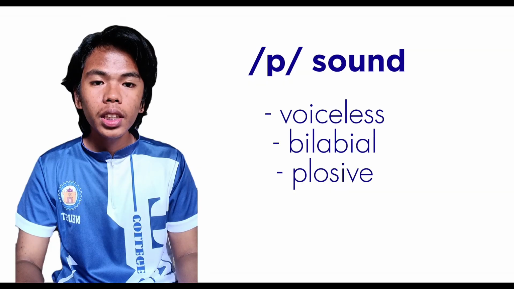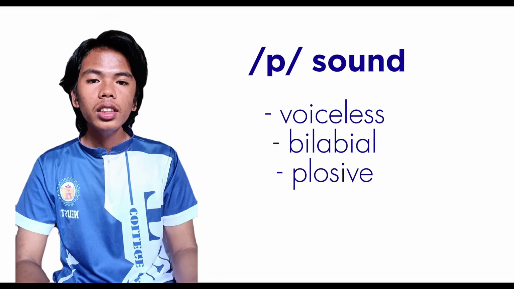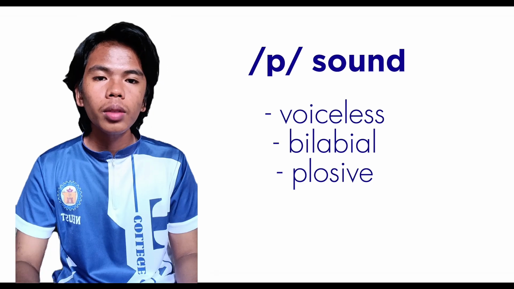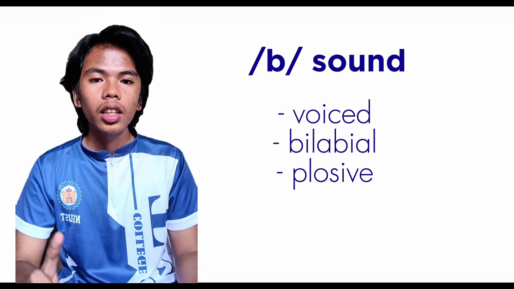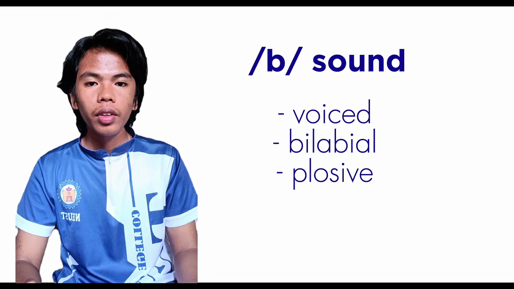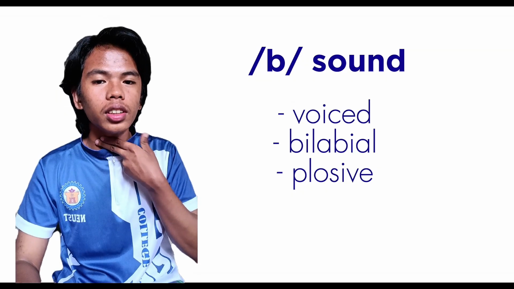And then the plosive means you block the airflow completely with your lips and then release it suddenly, creating a small burst of air. So now the B sound is very similar but it is voiced. That means that your vocal cords vibrate when you say it. So let's try putting our hands on our throat again and pronounce this letter.